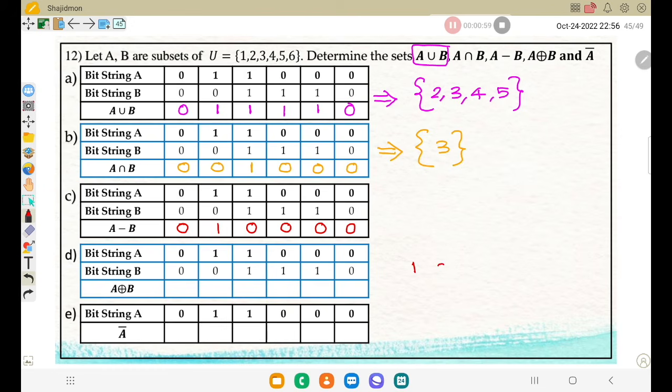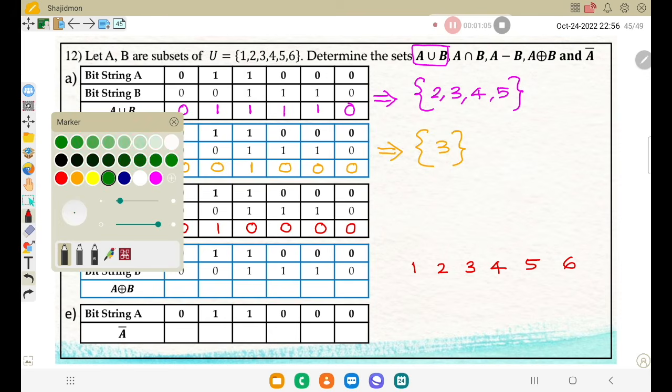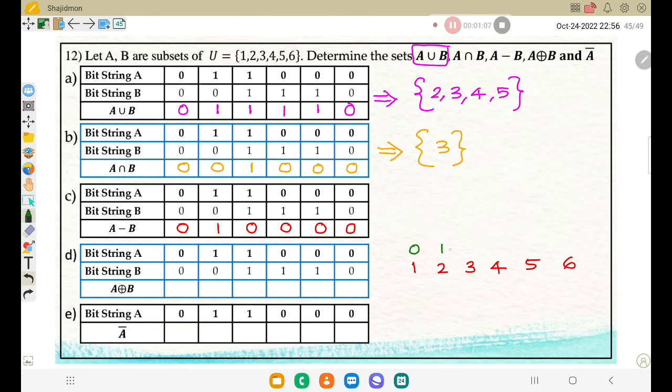What is the universal set? 1, 2, 3, 4, 5 and 6. Now what is the bit string we got? 0, 1, 0, 0, 0 and 0. Correct? Out of this, which number is present? Only number 2 is present. All other numbers are 0, absent. This no, this no, this no, this no. So only number 2 is the answer. So we can write that answer: set A minus B means the set {2}.